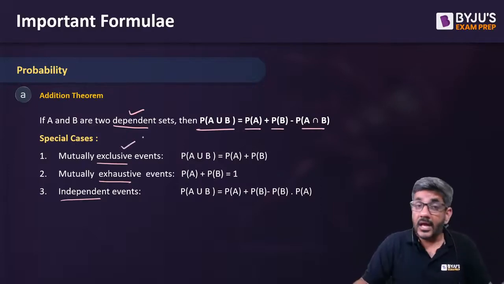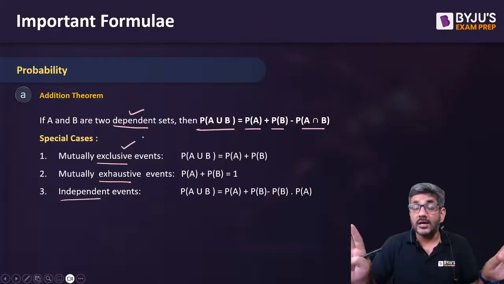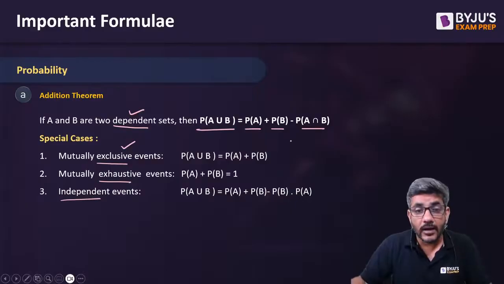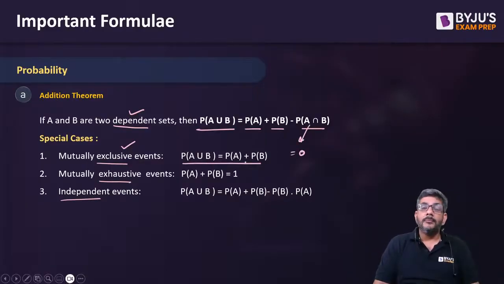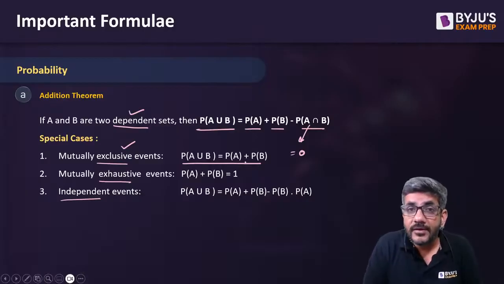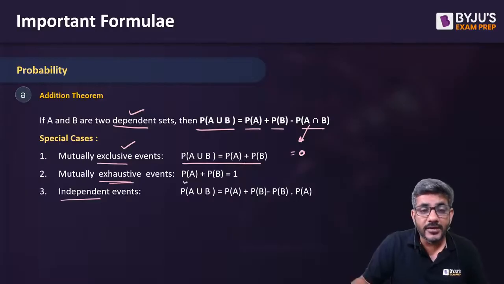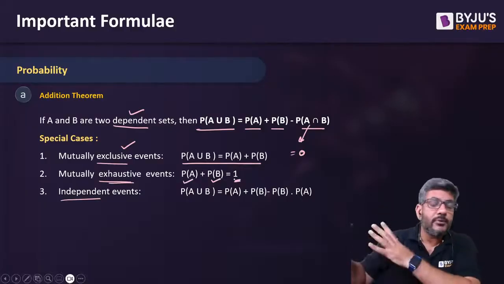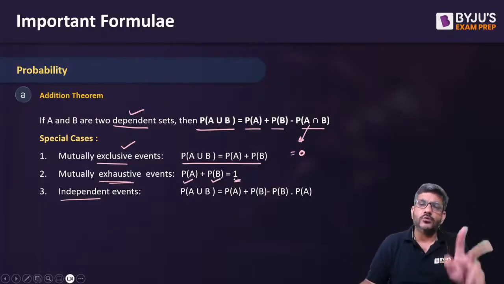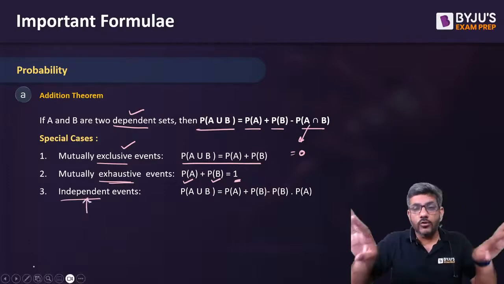Mutually exclusive. एक्सक्लूसिव वो होते हैं जहां पे एक का होना दूसरे का होना अलग अलग बात है, मतलब उनका इंटरसेक्शन जीरो है. When this intersection becomes zero, the formula changes to this: P of A union B is equal to P of A plus P of B. एग्जॉस्टिव वो होते हैं जहां उनके बाहर कुछ हो ही नहीं सकता. So probability of event A plus probability of event B is 1. That means either A is going to happen or B is going to happen. There is not a possibility of anything else. इन दोनों में से एक को होना ही पड़ेगा.